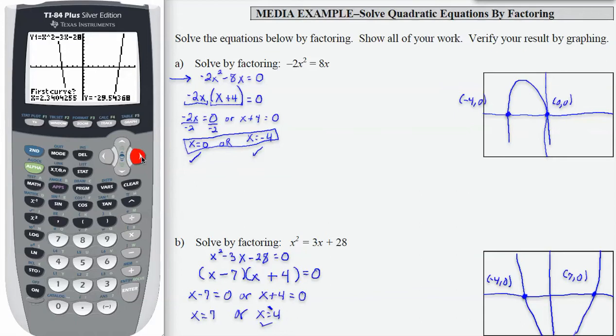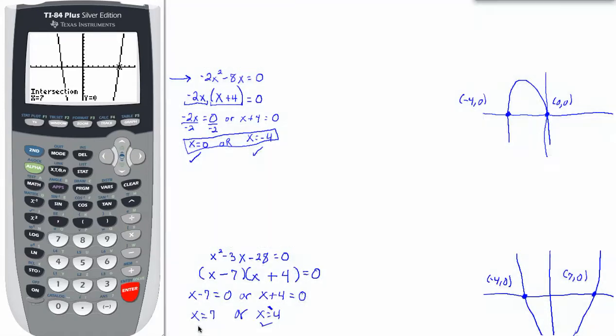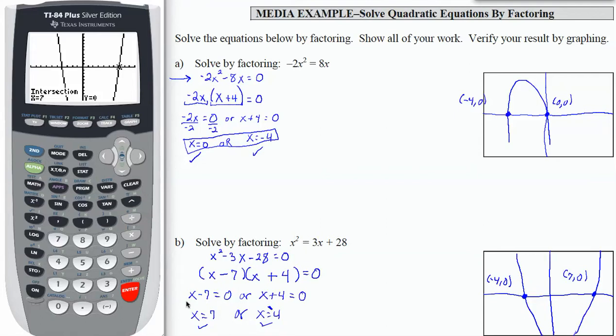Notice my y values are still going down. Now they're starting to come back up. They're less negative. I'm getting into negative 12, negative 10. There's my cursor. Now I'm going to hit enter 3 times, and that should give me 7, 0. So it confirms the second solution.